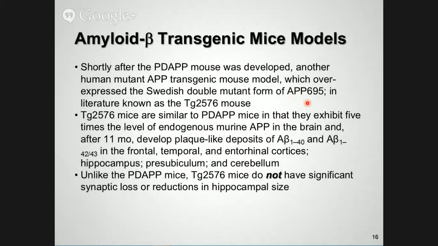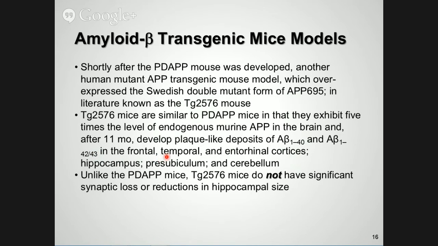APP695 model. It's also known in the literature as this transgenic 2576 model as well. Very similar in the sense that you overexpress some of the toxic fragments like A beta 1 to 40, and we talked about this accumulating as soluble and then insoluble fibrils. Same with the A beta 1 to 42 in many of the areas that you would expect.